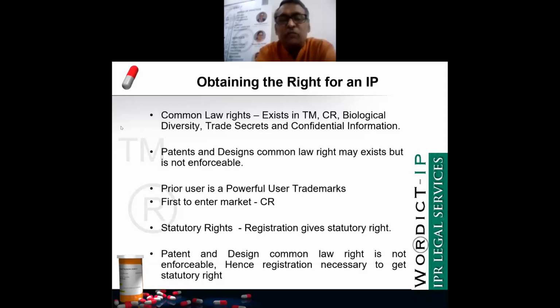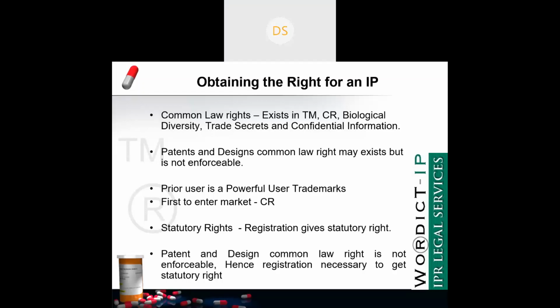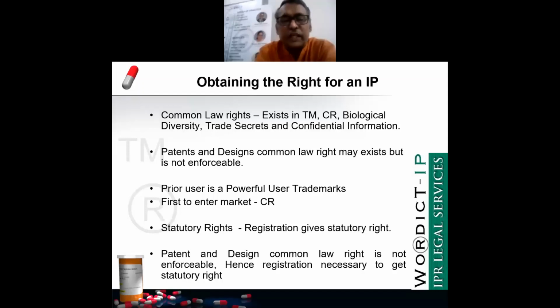Now, actually, I am taking one more session for Russian Federation states about 3 days later, because in Russian Federation states and in certain European countries, prior user is not recognized. First to file is what is recognized. But in India, prior user is a powerful user. And first to enter the market is also relevant under copyrights, when did you first, let us take your published book.